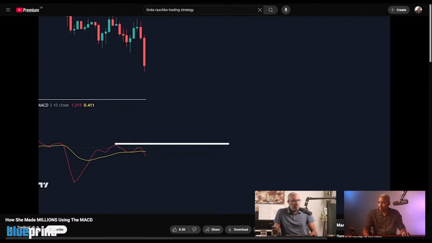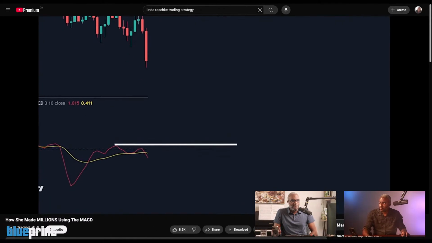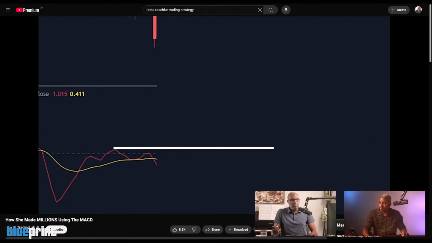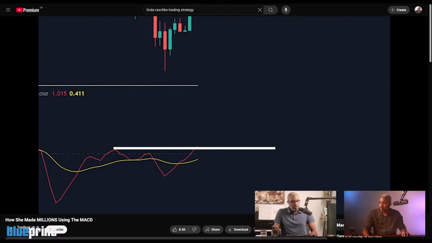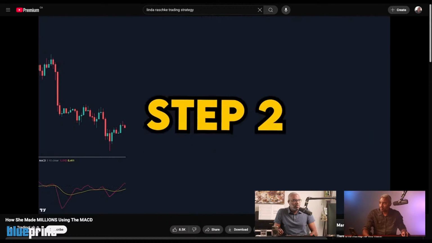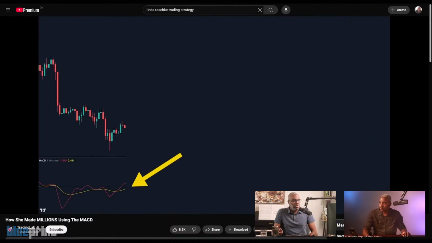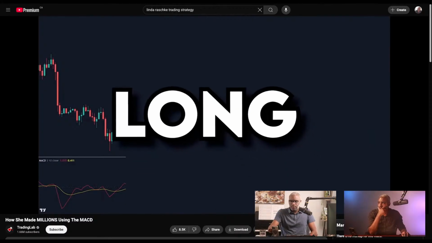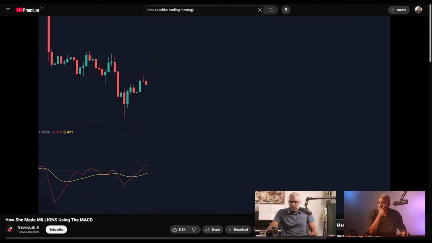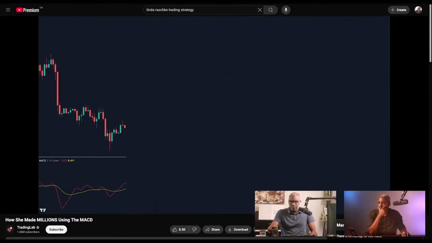MACD's previous high was right here. So in order for us to even consider this trade, the MACD line, the red line, must go above this level right here, just like this. That is step 1 complete. Step 2, we want the signal line, the yellow line, to move in the direction we are looking to trade. In this example, we are looking for a long trade, so we want the signal line to be moving upwards just like it is here. That is step 2 complete.